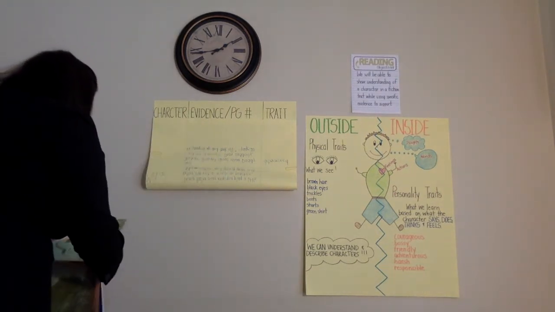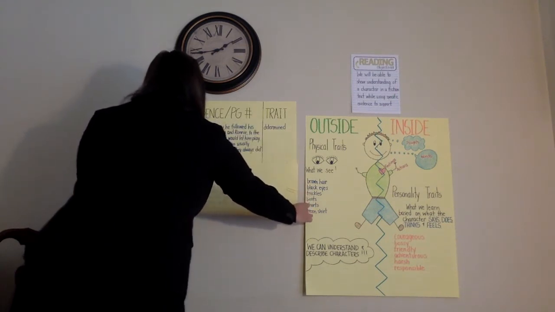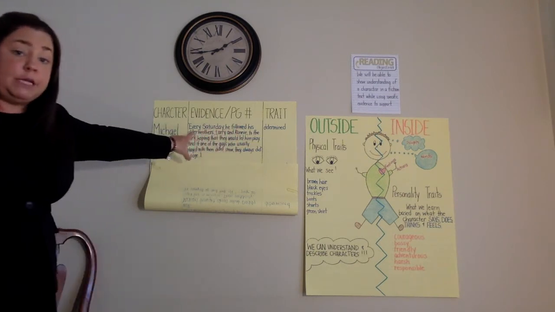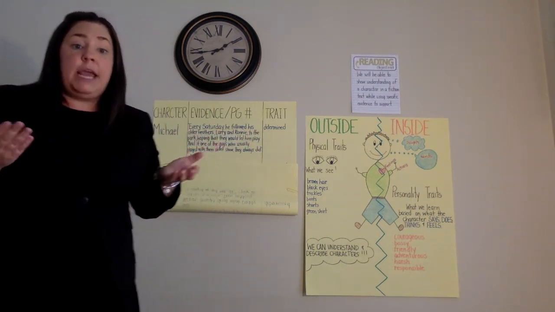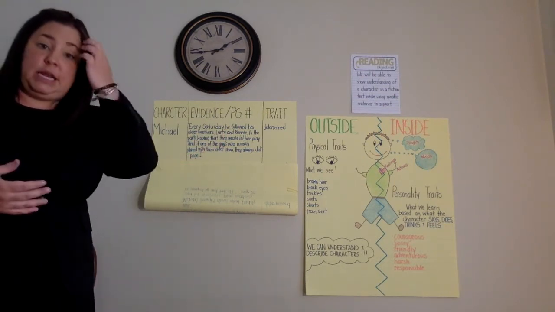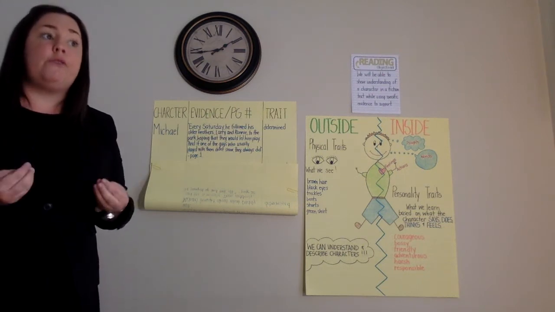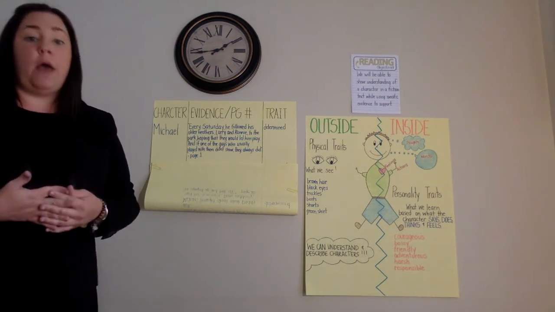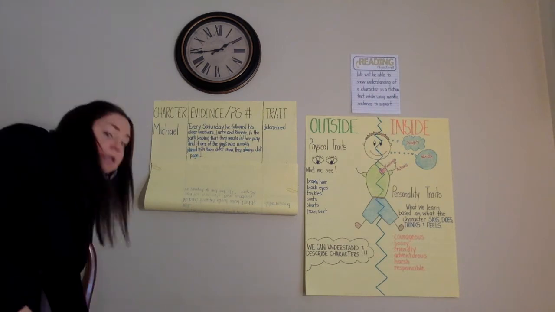So I'm going to go to my graphic organizer. My character is Michael. The evidence is what we just read aloud together, and the trait that I believe he is, is determined. He showed us that no matter what is going on in the world, he doesn't want to play with his friends. He doesn't want to go to the movies. He wants to go to the basketball court and be hopeful that he can play in a game. He goes there every single Saturday, no matter what. That is being a determined person, definitely based off his actions.